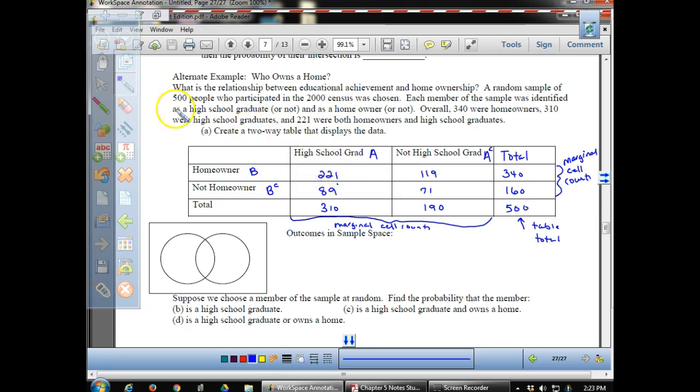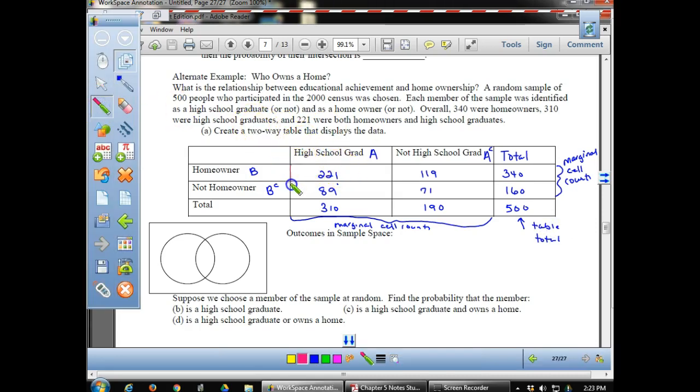And then all the other four, I'll kind of highlight them. All of these four are what are called joint cell counts. And it's because everyone in each of the cells actually meets two criteria. So for example, 119 is the number of the 500 that were homeowners who did not have a high school degree. So these are going to be referred to as your joint cell counts. Joint meaning they meet two criteria.